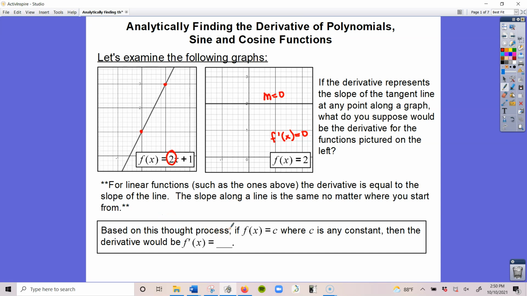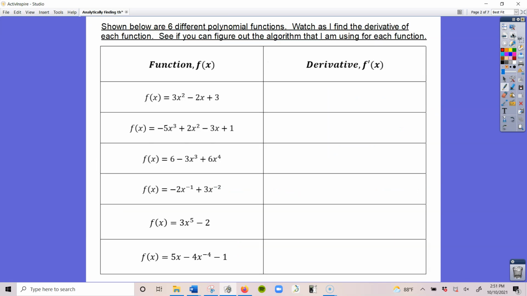So based on this thought process, if f of x is equal to c, where c is any constant, then the derivative would be f prime of x is equal to 0. So the derivative of any number that's by itself is always going to be 0. Now let's have a look at some polynomial type functions. I'm going to go ahead and find the derivative of all of these functions using what's called the power rule.